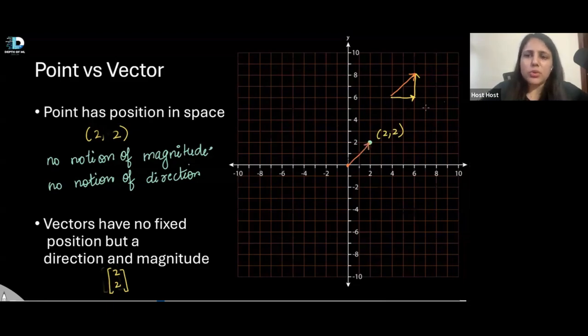In general, there is no such criterion that a vector has to start from a fixed position, but in linear algebra we just take it to be rooted at the origin. So that's a difference. A point is just a fixed place in space. A vector is something that starts from a point and goes in a direction with a definite magnitude. A point does not have any notion of magnitude or direction. But vectors don't have a fixed position, though in linear algebra they start from the origin, and they also have a direction and a magnitude.